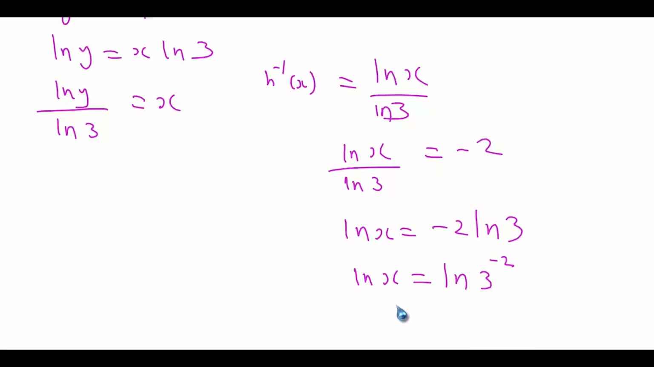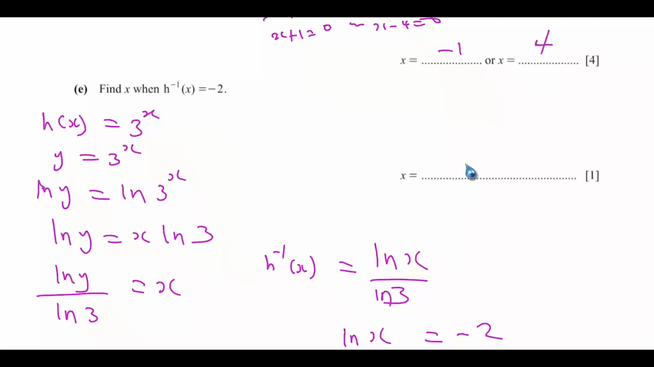So from here, ln can cancel out ln. So I'll be left with x equals 3 to the power of negative 2, which is the same thing as 1 over 3 to the power of 2, which is the same as 1 over 9. So that is our final answer there. So I can come here and write x equals 1 over 9.